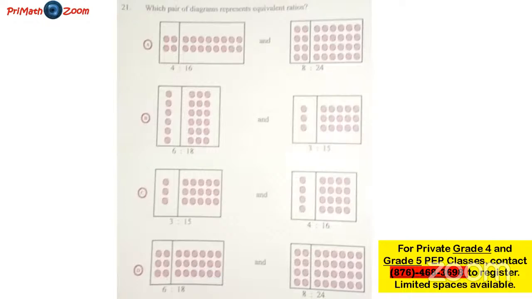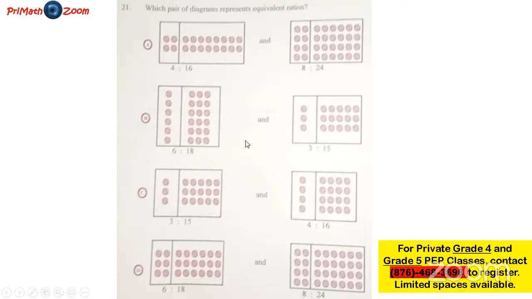All right. So here we have which pair of diagrams represents equivalent ratios. So let's look at it. Which of these are equivalent? 4 to 16, is it the same as 8 to 24? We're supposed to reduce this, or multiply it and make the numbers a little bigger. Will they be equivalent? 6 to 18 is not equivalent to 3 to 15.